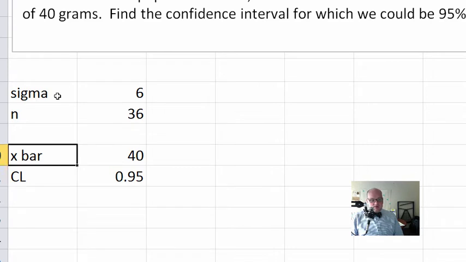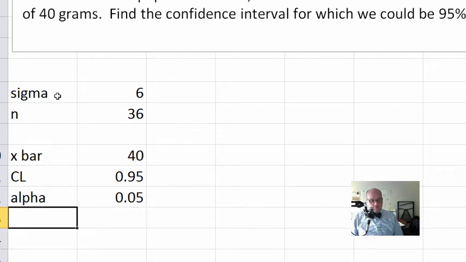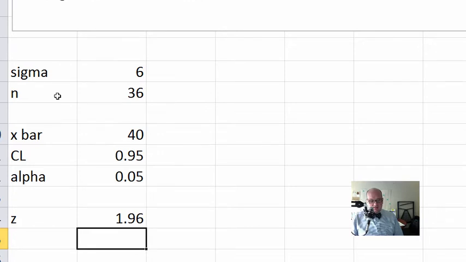Good, so this is what we got from the problem. So let's figure out what else we need. We need an alpha. Remember, alpha is just 1 minus the confidence level, 0.05. And since sigma is given to us, we could use a z here. We would just ask ourselves, what's the z score for a 95% confidence interval? And I think that's 1.96.